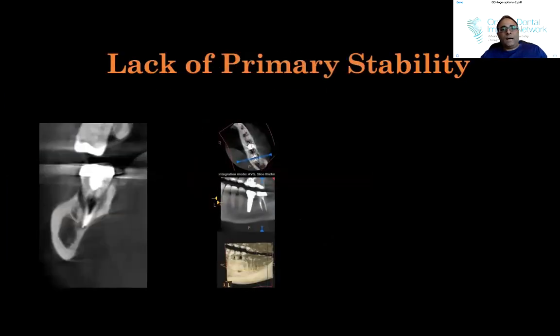So what about lack of primary stability, right? I know we've all been there where we can't get the implant stable. So you'll see here's a case. And again, welcome to my life. Large infection. Patient was referred to me. He had seen a couple specialists and wanted an implant the same day. And the site is blown out, the nerve is here, huge lingual concavity. Where are we going to engage an implant?